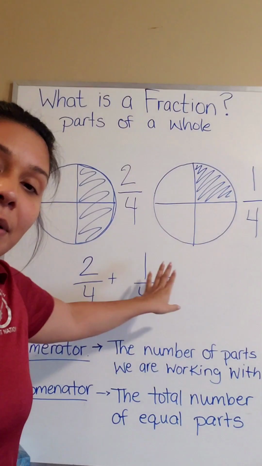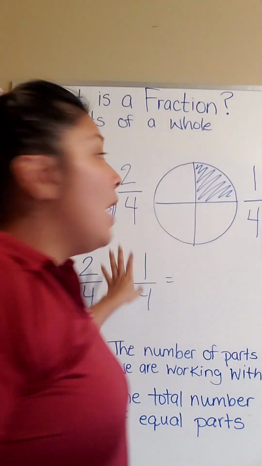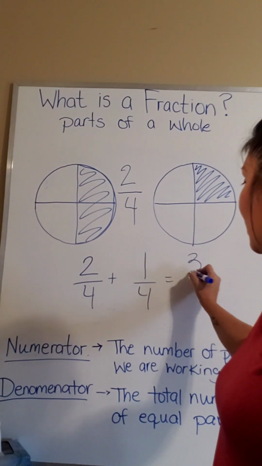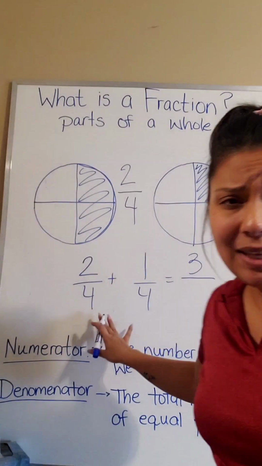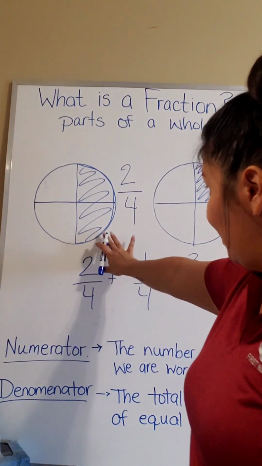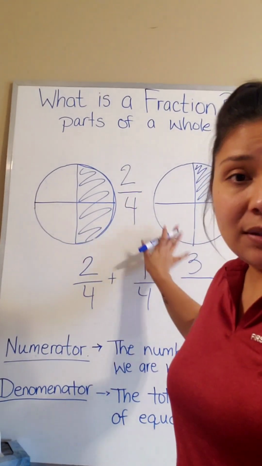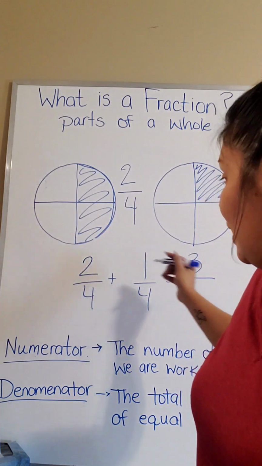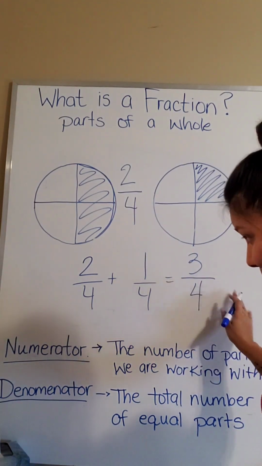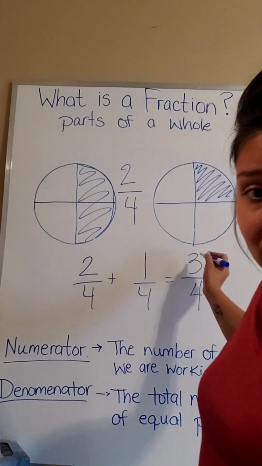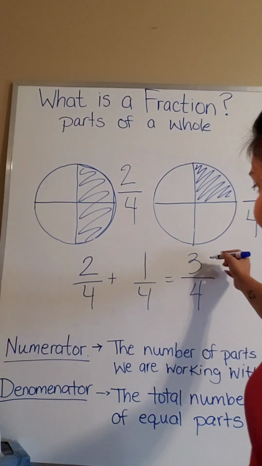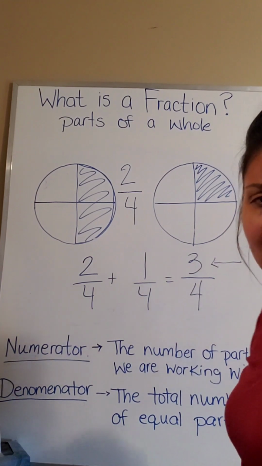Now the 2 top numbers will add together. And so how many is there? 2 plus 1 is 3. Good job. And the bottom number, we're going to keep it the same because in both circles, there's only 4. We're only talking about those 4 pieces. So it'll stay the same. So yep, the answer is 3/4.